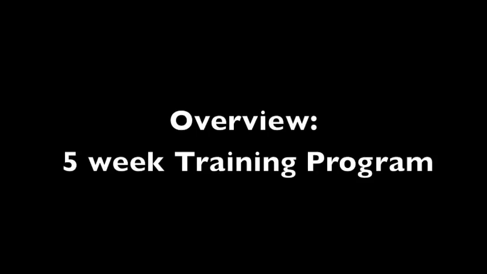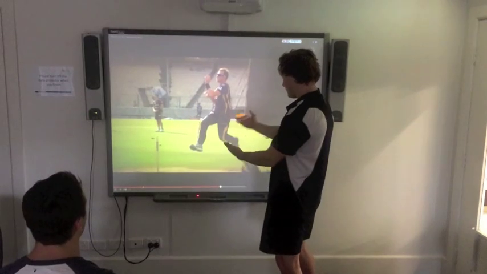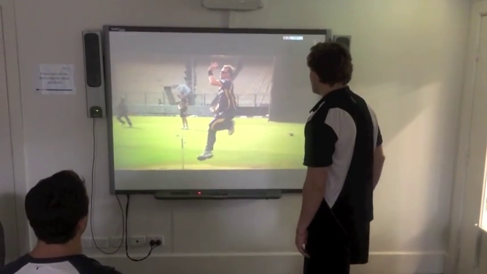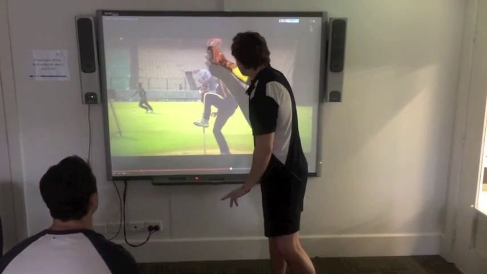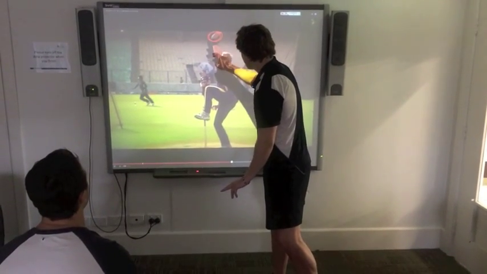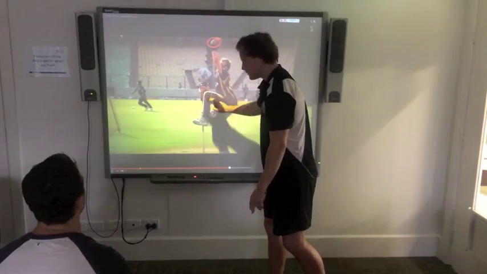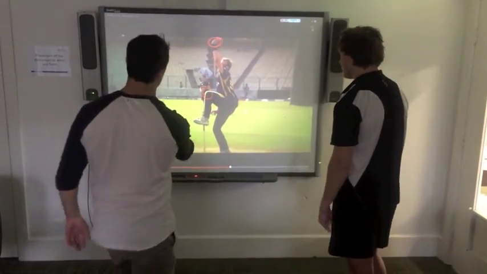Now onto the overview of our 5-week training program. The first week of the training program was all about familiarising Max with the skill. This was done through an initial session of video breakdown and analysis of bowling, showing some footage of professional bowlers and outlining the key components.